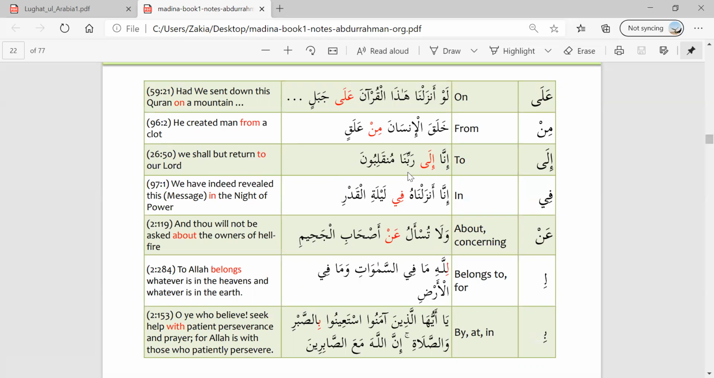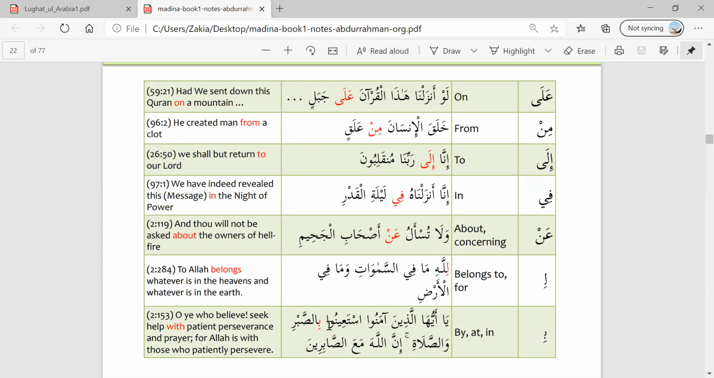Okay, so this is a common one. You'll probably use ila, and fi. Fi, we translate it as in, but you can use it in many different ways. Okay, so fi: inna anzalnahu fi laylatil qadr. We have indeed revealed this message in the night. Okay, so there's many examples, and here you have lillahi. Okay, so here it is, to Allah belongs whatever is in the heavens and in the earth.